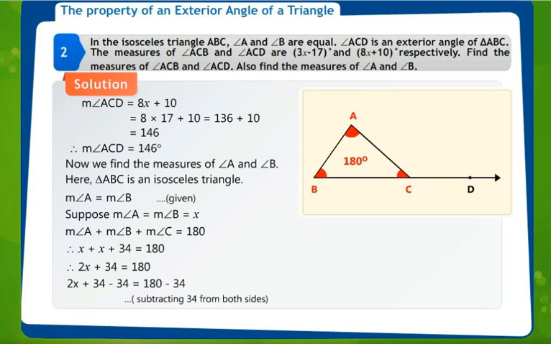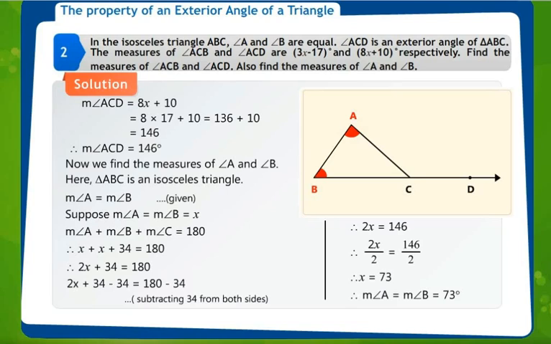Removing 34 from both the sides, 2x is equal to 180 minus 34. So 2x is equal to 146. x will be equal to 146 upon 2. Dividing by 2 on both the sides, left hand side as well as right hand side. So x is equal to 73. So measure of angle A is equal to measure of angle B is equal to 73 degrees.